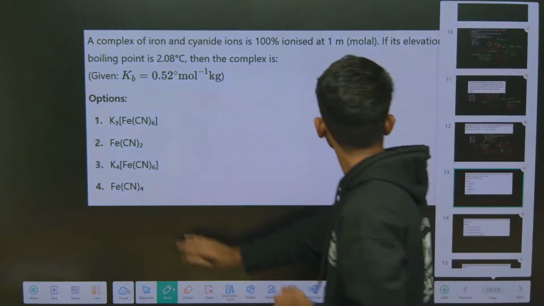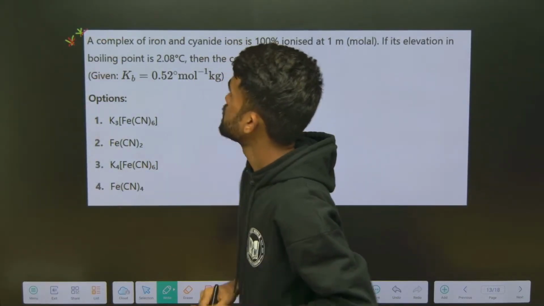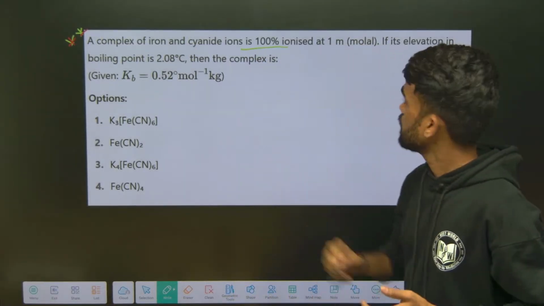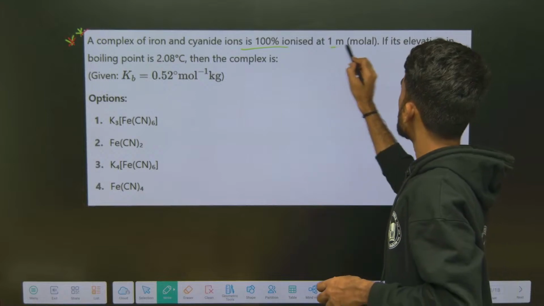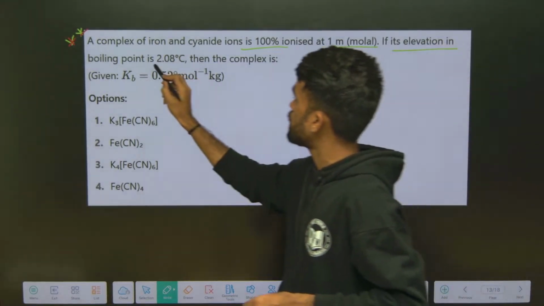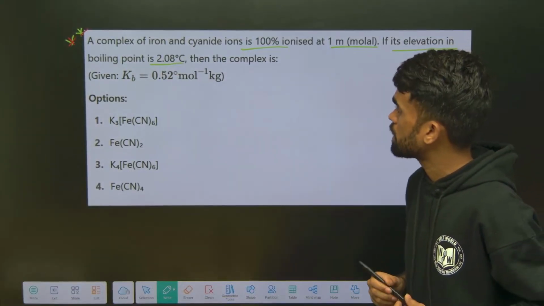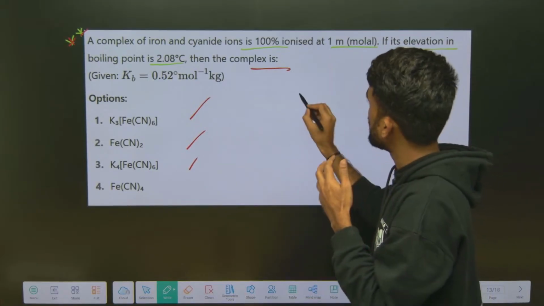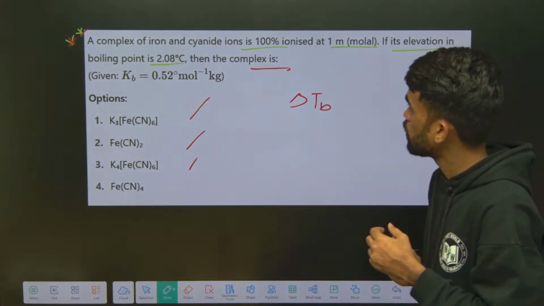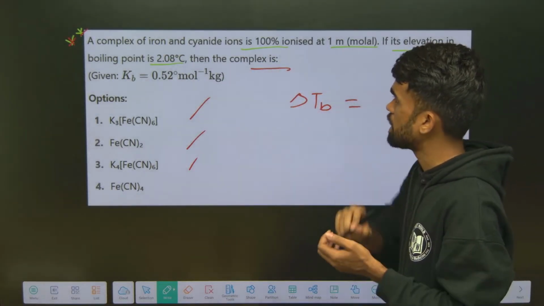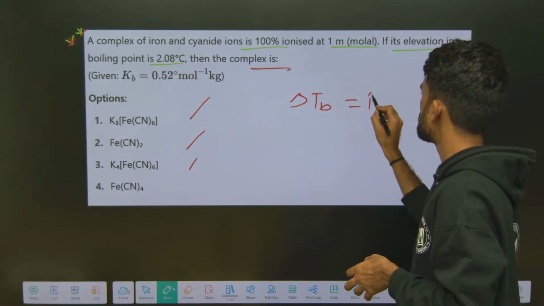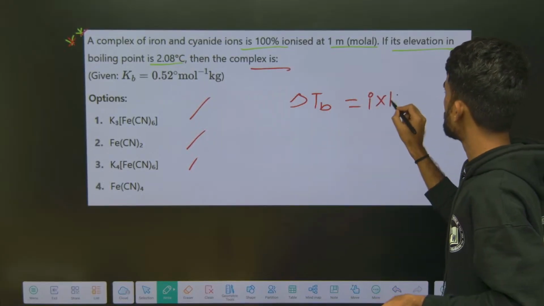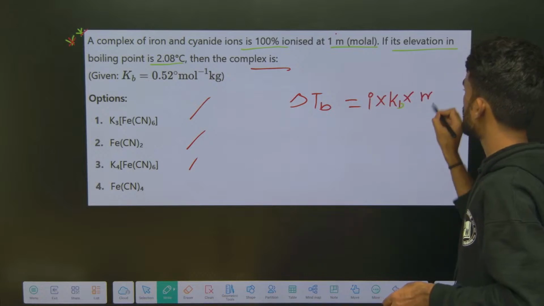This is again an important question. See, a complex of iron and cyanide is 100% ionized. At 1 molar, if its elevation in boiling point is 2.08 degrees Celsius, then the complex is, very easy question. So what we need to do? See, they have given delta TB, the elevation in boiling point. And a complex of iron cyanide, they are saying, is 100% ionized. It means there should be some Van 't Hoff factor contribution. In fact, we need to calculate that, and the Kb value is mentioned. And for 1 molar solution, we should take molality.